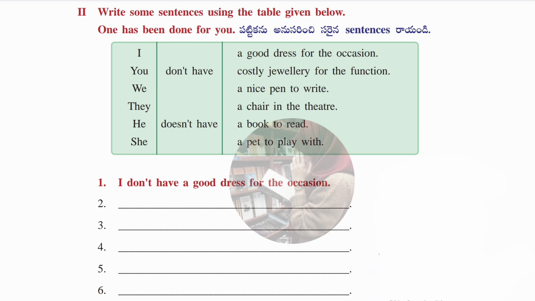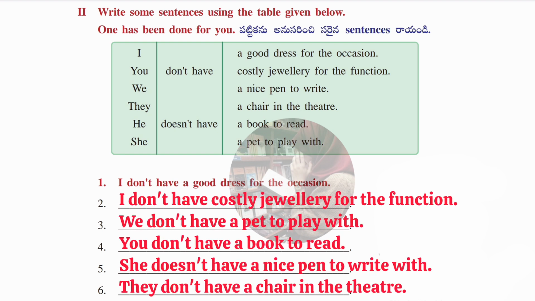Let's see the example first. I don't have a good dress for the occasion. Okay, and please make sure that every sentence should start with a capital letter and end with a full stop. So second sentence is I don't have costly jewelry for the function, full stop. Third one, we don't have a pet to play with, full stop. Fourth one, you don't have a book to read, full stop. Next, she doesn't have a nice pen to write with. And the last sentence is, they don't have a chair in the theater. Okay, guys. So, these are the 6 sentences we make.